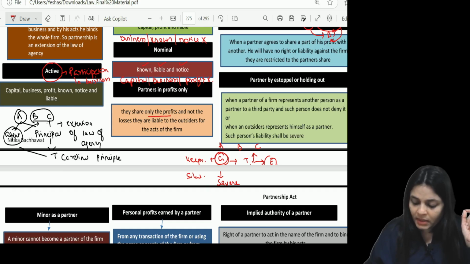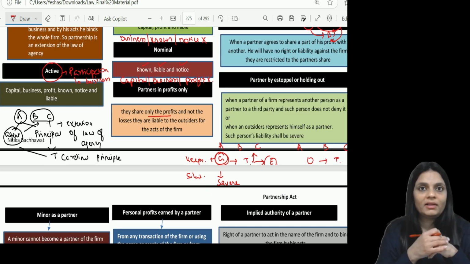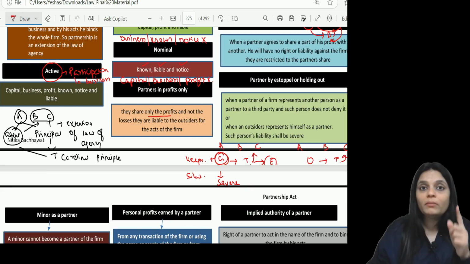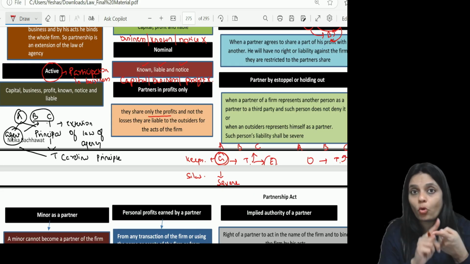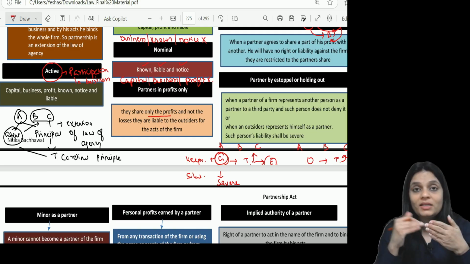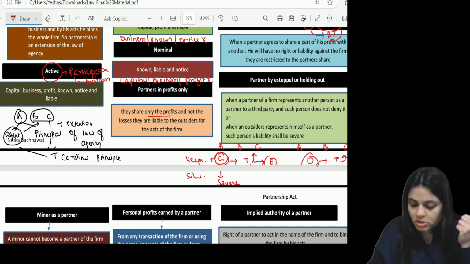The next part, let's say A, B, C are partners of a firm, O is an outsider. O goes to third party T and tells him, I'm a partner of the firm. Now, if T contracts with the firm, T is not contracting with O, T is contracting with the firm. Obviously, when T is contracting with the firm, who is liable? Obviously, the firm is liable, but O is also liable and his liability shall be several.